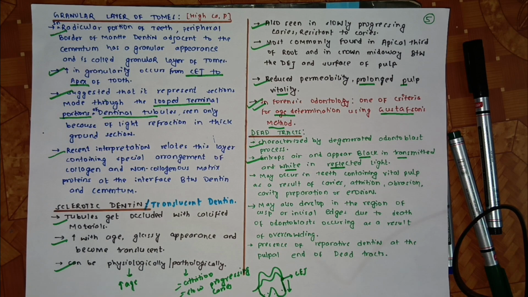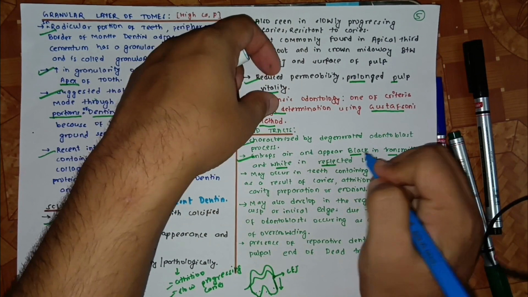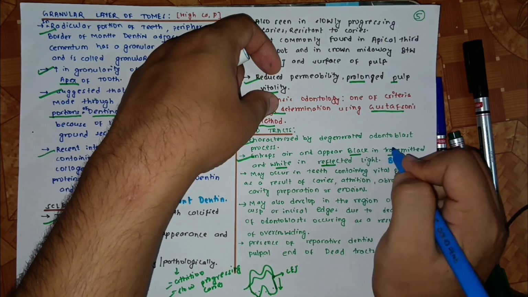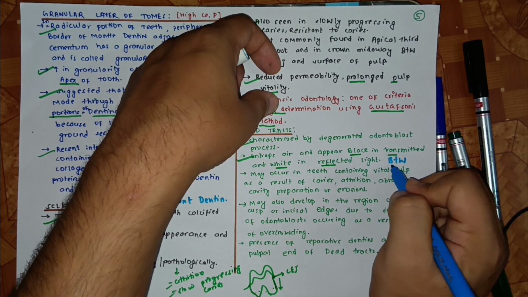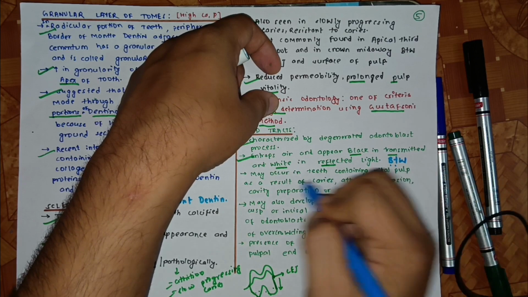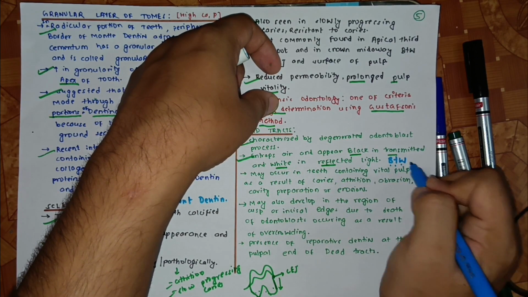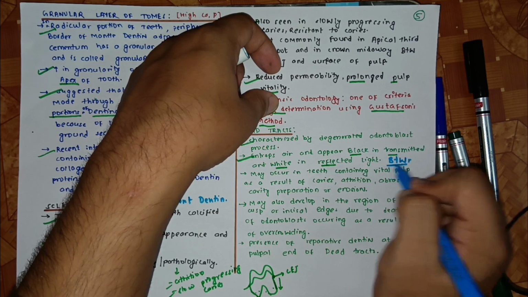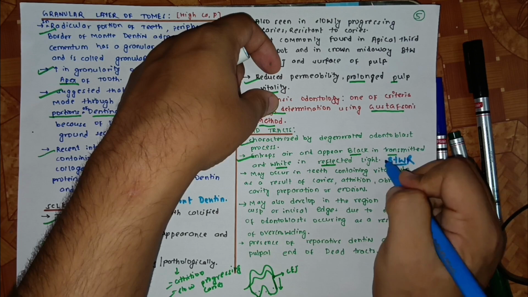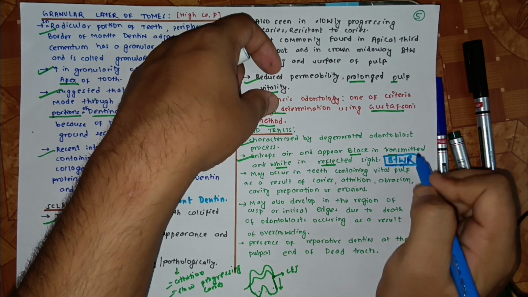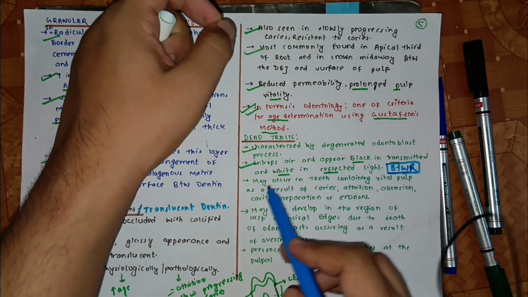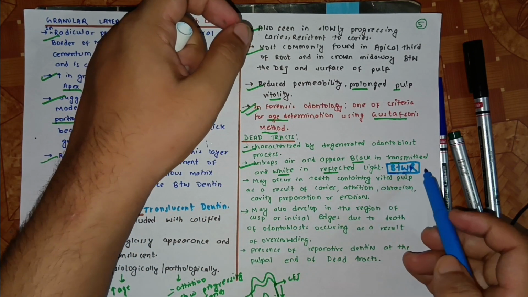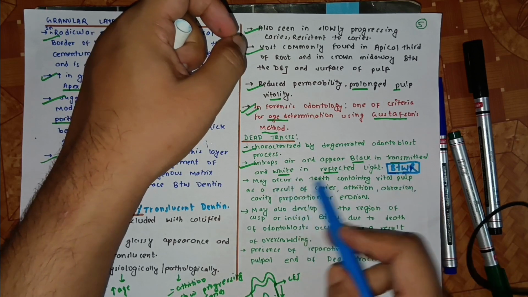You can remember this with the mnemonic BT, WR: black is transmitted light, and white is reflected light. So you can remember BTWR, which is like "between R's". You can make your own mnemonic to remember this, but I have made it like that. So, black in transmitted light, white in reflected light.